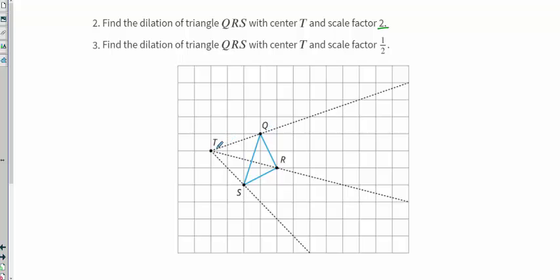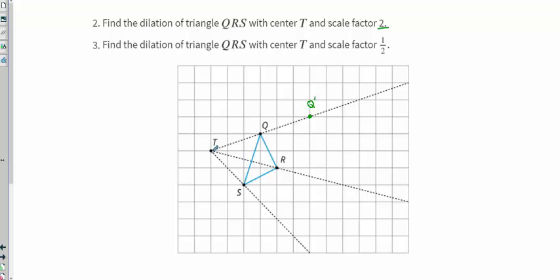So we're going from T to Q is up 1 and over 1, 2, 3. So we're going to do that twice. Up 1 over 3, up 1 over 3. It's going to be Q prime.